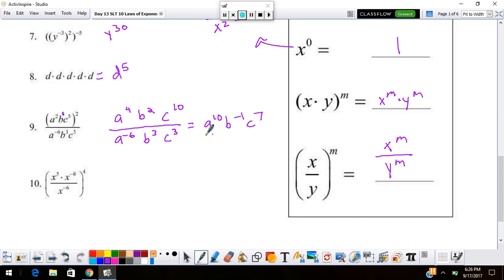Now, I don't want to leave my answer like this. This is a really bad format. We don't want to leave a negative exponent, so our final answer is going to be... And again, that's just b to the 1st. You don't need the 1.